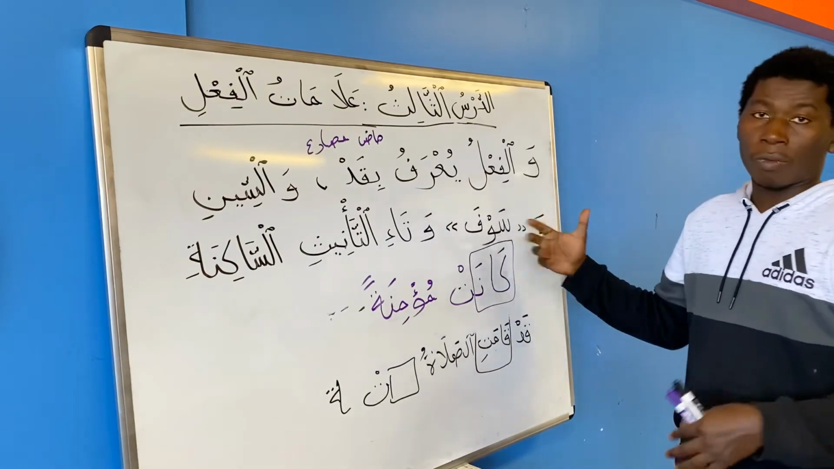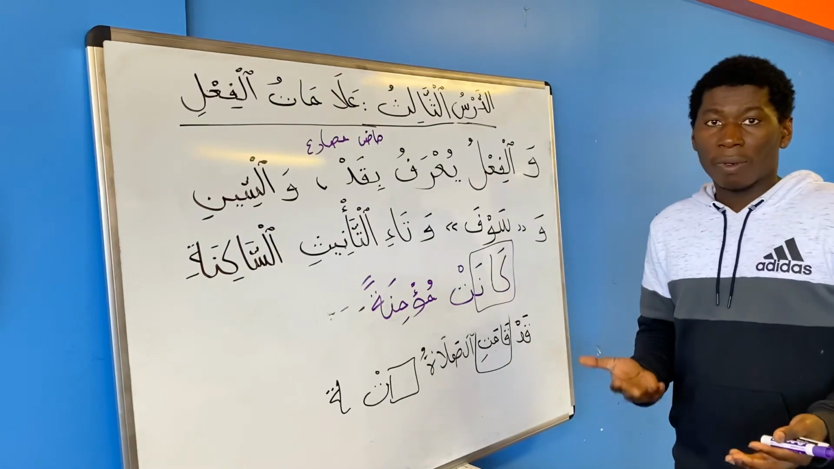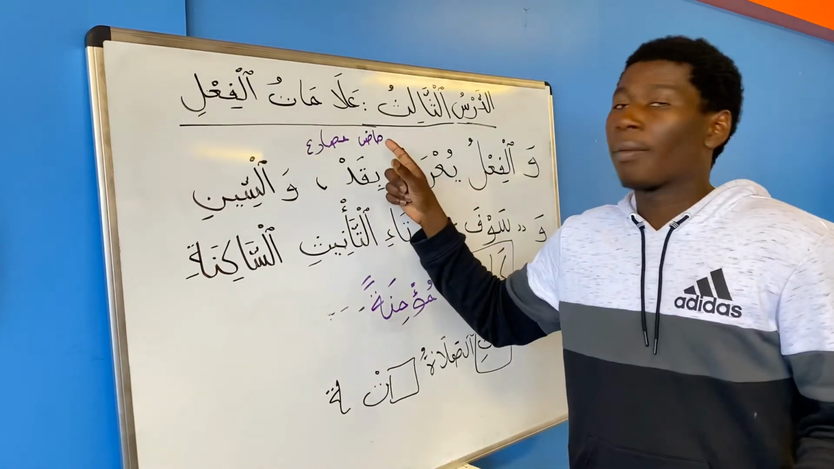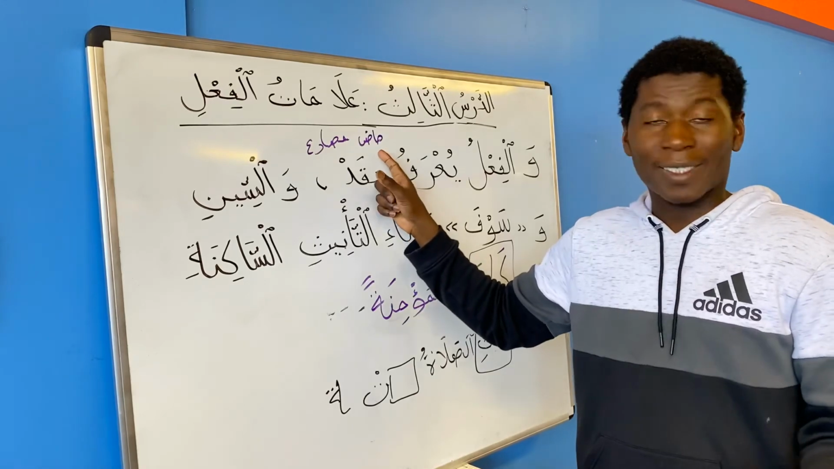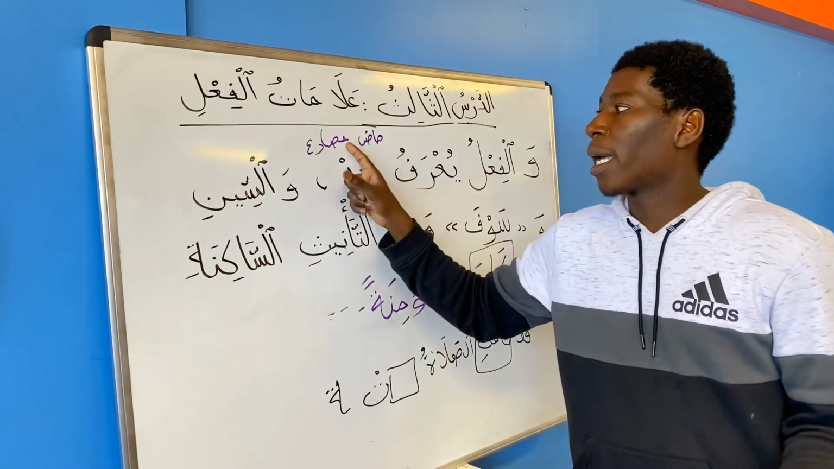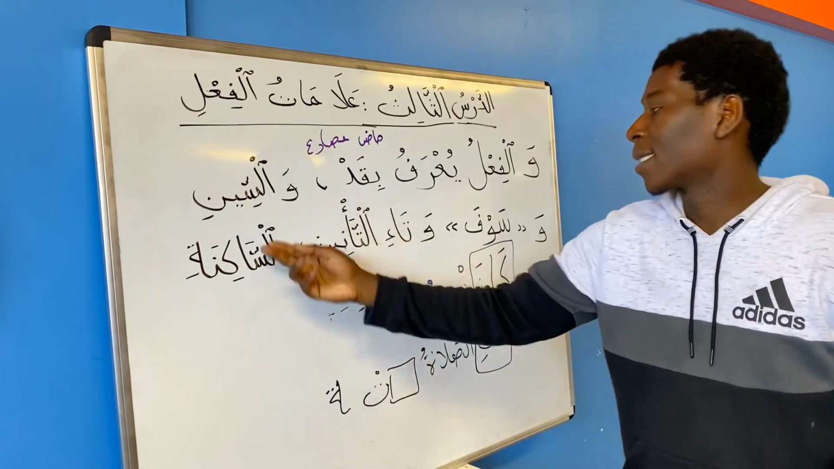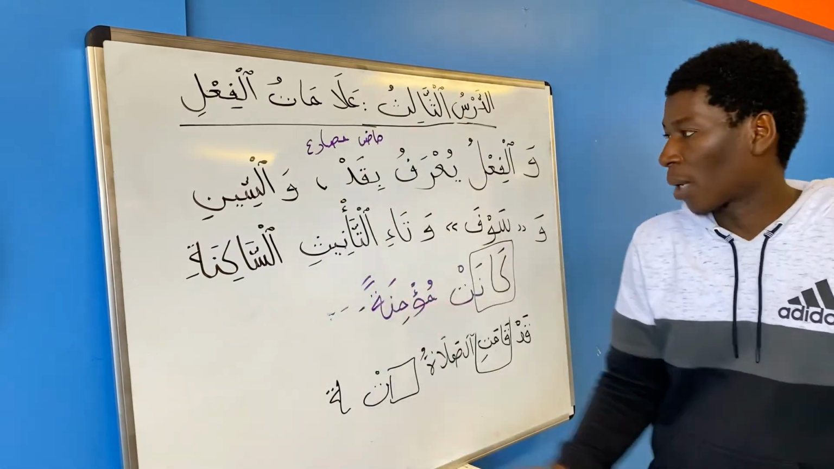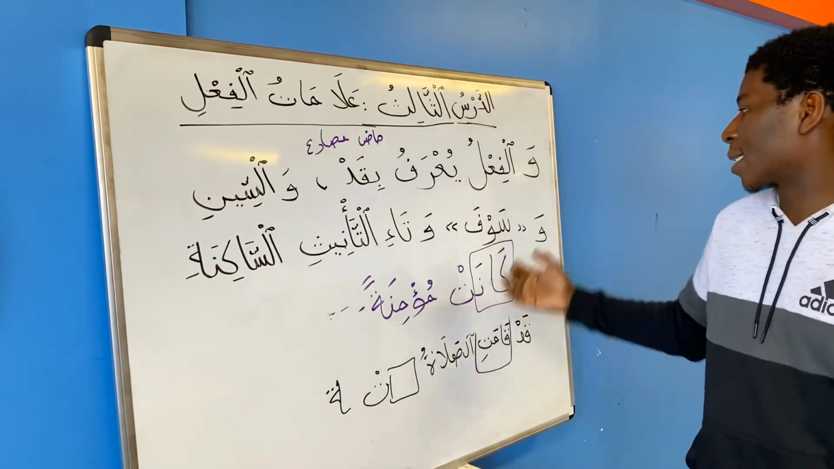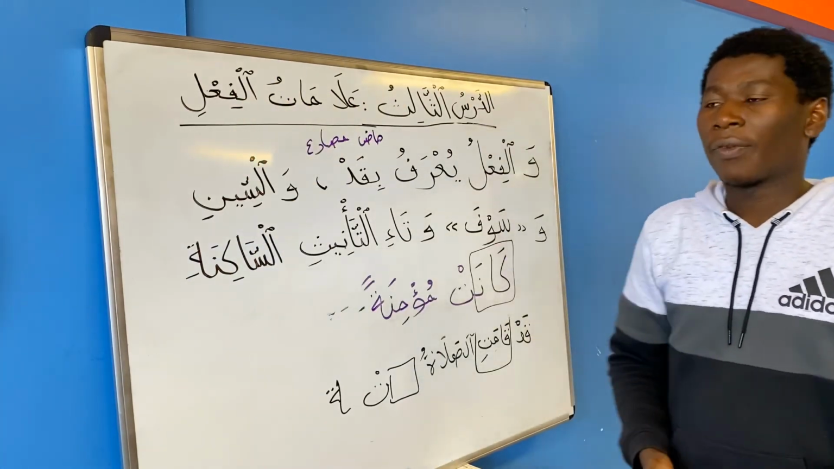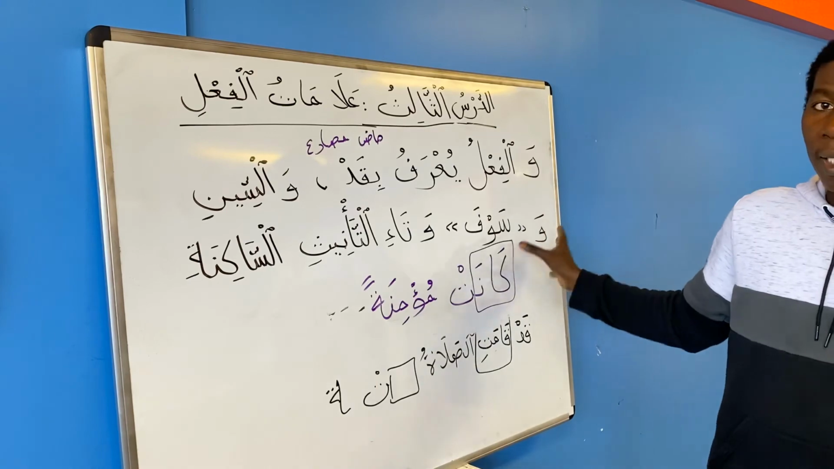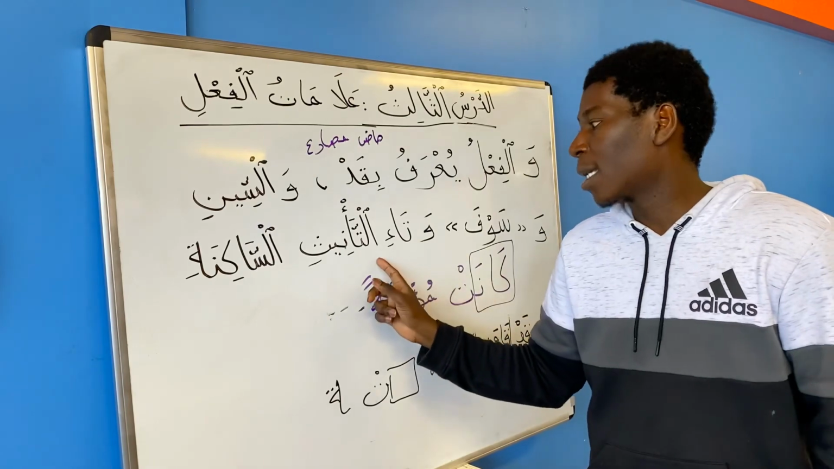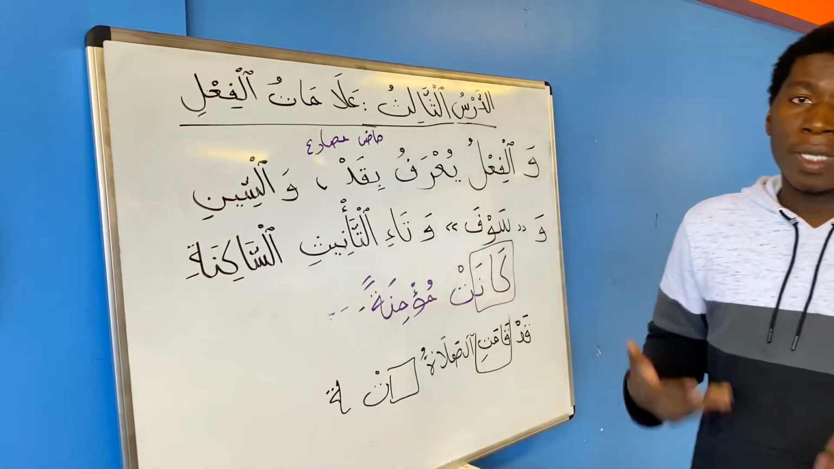So again, the dars of today was alamatul fi'l. We look at wal fi'lu yu'rafu bi qad. So we know that qad goes with the فعل الماضي, the past tense, and المضارع, the present tense. And سين والتاء go with the present tense to mean the future. We know that سين is the near future and سوف is the further future. That goes with the present tense, and وتاء التأنيث الساكنة goes with the past tense.